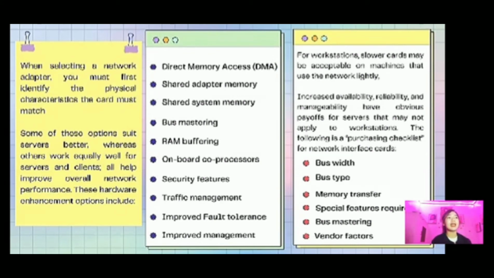So the following is a purchasing checklist for network interface cards. The first ones in the checklist are the bus width, the bus type, memory transfer, special features required, bus mastering, and the vendor factors.